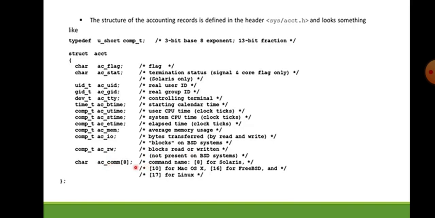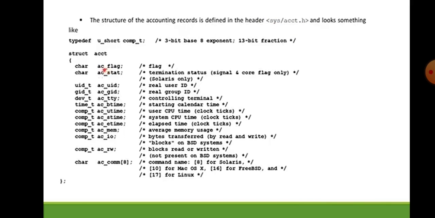Okay, and this 8 value is for Solaris, which is one of the flavors of Unix, and it has different values. See, this is for different operating systems of Unix, okay? And 17 is for Linux. So if you see 8 here, then we are referring to the Solaris version of Unix, okay? And this structure used for accounting records is defined in a header file called acct.h, okay? So it is present under this.